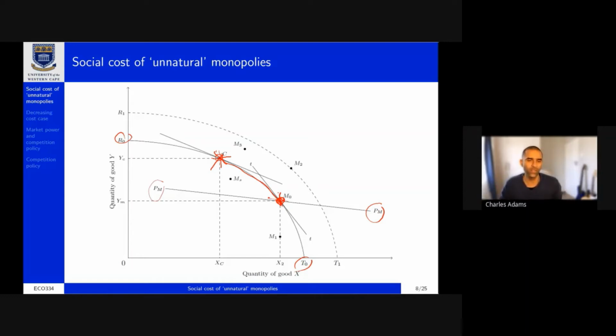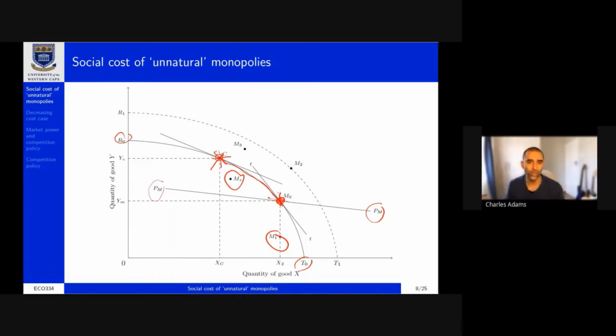If we take seriously the idea that a monopoly can, in addition to resulting in allocative inefficiency, result in technical inefficiency, we might end up at a point that is somewhere inside of the production possibilities frontier. So not only allocatively inefficient, but also technically inefficient.